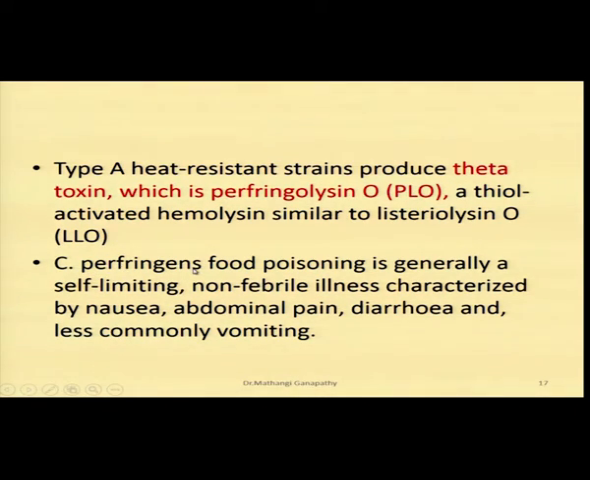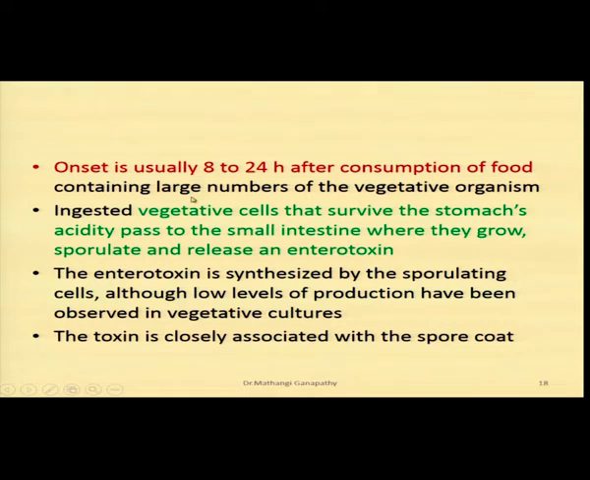Clostridium perfringens food poisoning is generally self-limiting. It is a non-febrile illness characterized by nausea, abdominal pain, diarrhea, and less commonly vomiting. The onset of the symptoms is usually 8 to 24 hours after consumption of food containing a large number of the vegetative organism. Once these vegetative organisms get into the GI tract, they survive the stomach's acidity and pass to the small intestine where they grow. And inside the small intestine, they sporulate and release the enterotoxin.